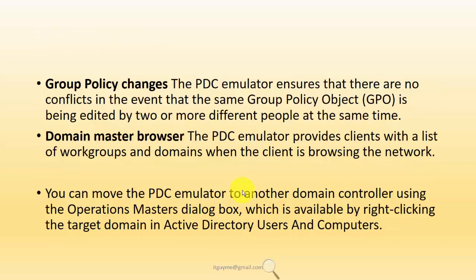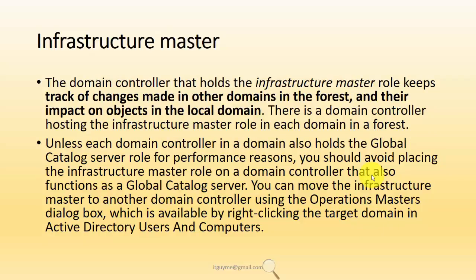It also acts as a BDC, backup domain controller, for the old servers. PDC was the old one, that's why it's called PDC emulator, to emulate that. So group policy changes: if group policy is edited by two or more different people at the same time, there's a group policy change conflict, and you will see an error that is not resolved by itself. So this means it is down. Domain master browser provides clients with a list of workgroups and domains when the client is browsing the network. So the end user will know very soon that this is out. This is the first domain-wide role.